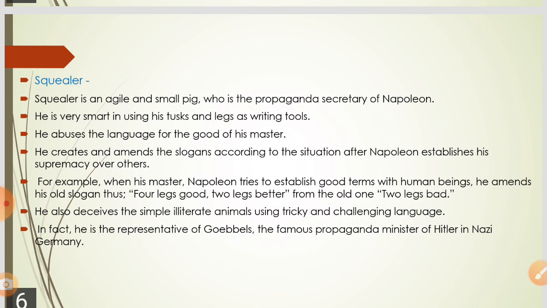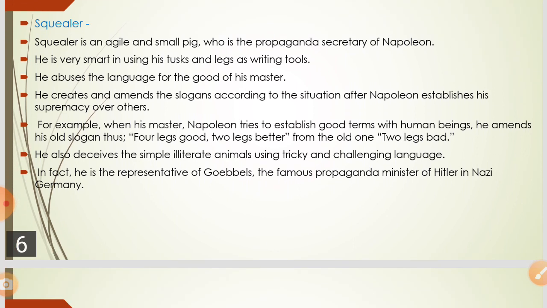Next is Squealer. Squealer is an agile and small pig who is the propaganda secretary of Napoleon. He is very smart in using his tusks and legs as writing tools. He abuses the language for the good of his master. He says everything according to the mentality of Napoleon.